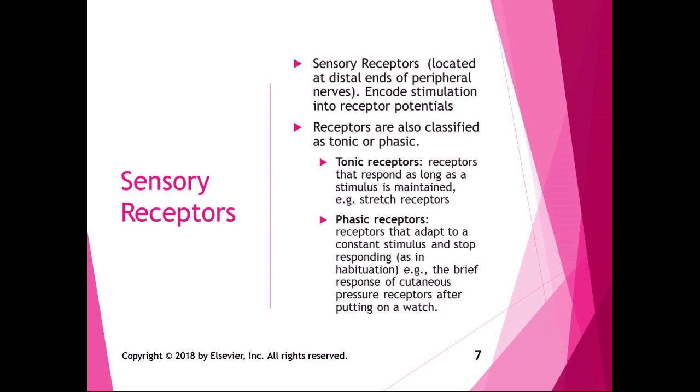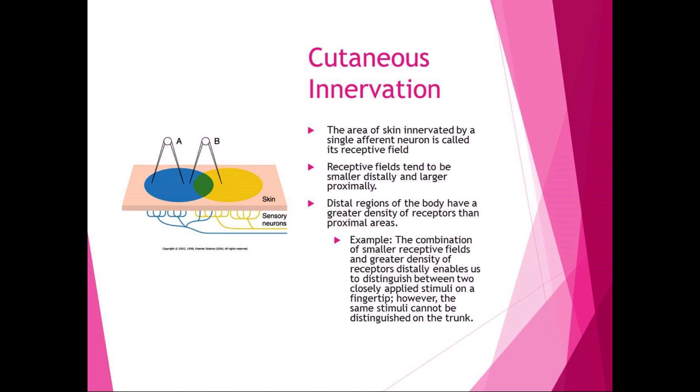We're habituated to that sensation. So the area of skin that's innervated by a single afferent neuron is called its receptive field. Receptive fields tend to be smaller distally and larger proximally. Distal regions of the body have a greater density of receptors than proximal areas. So this is the explanation for that 2-point discrimination that you did in Tests and Measures lab, if you recall that.